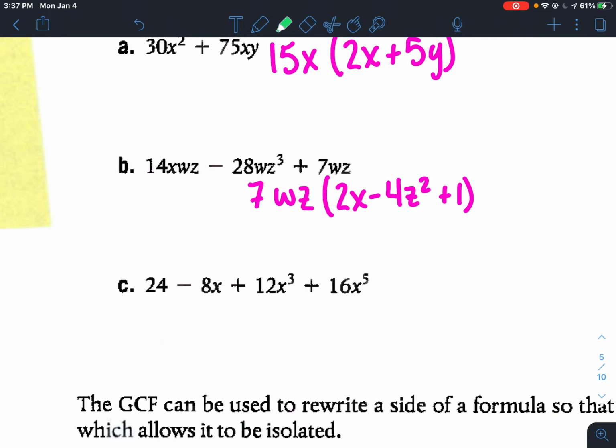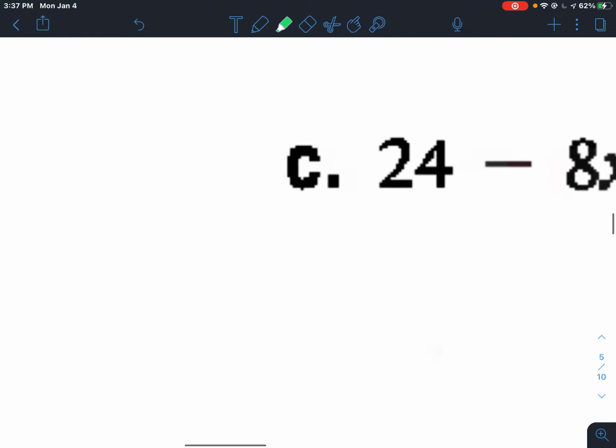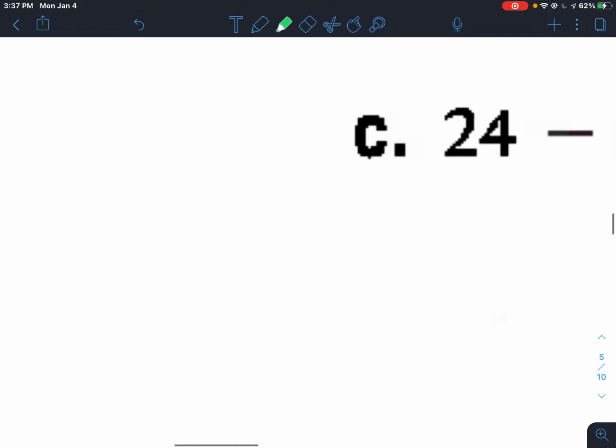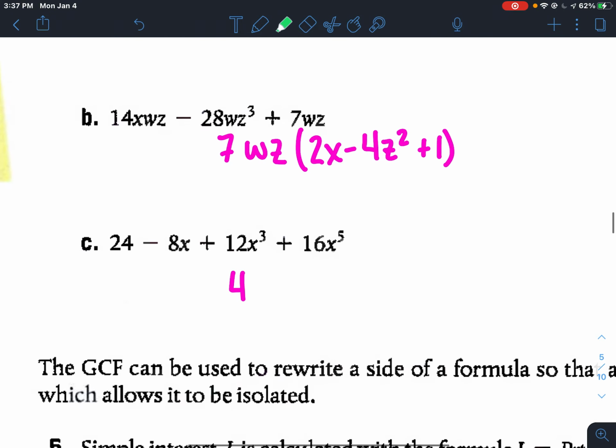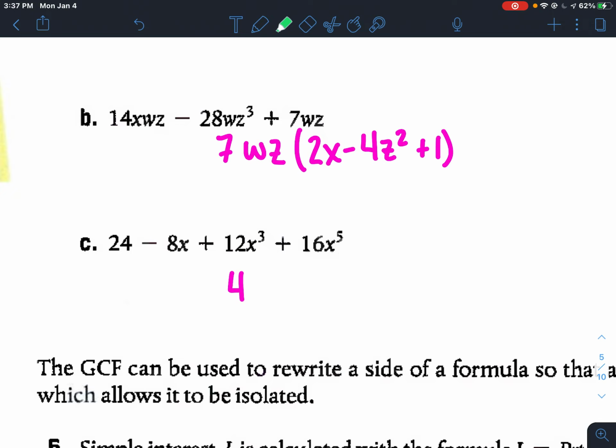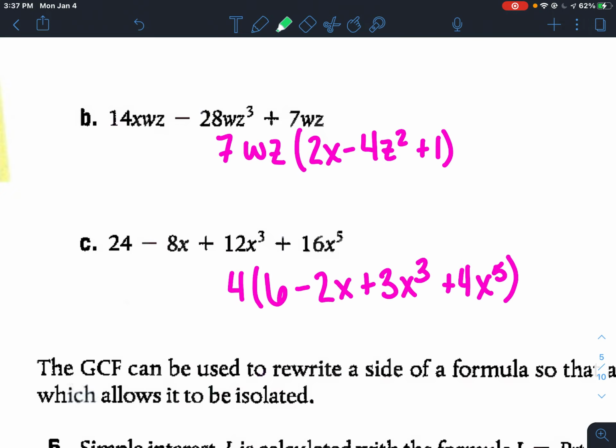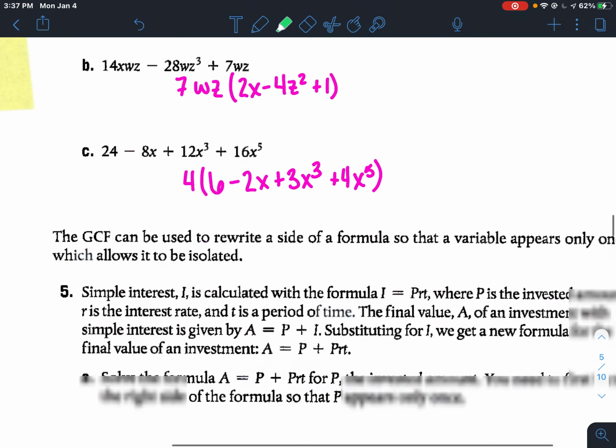Okay, part C. Biggest number I can factor out is a 4. And then I actually can't factor out any variables because this 24 has no variables attached to it. So they have no variables in common. So I'm just going to reduce everything by 4 inside of the parentheses.